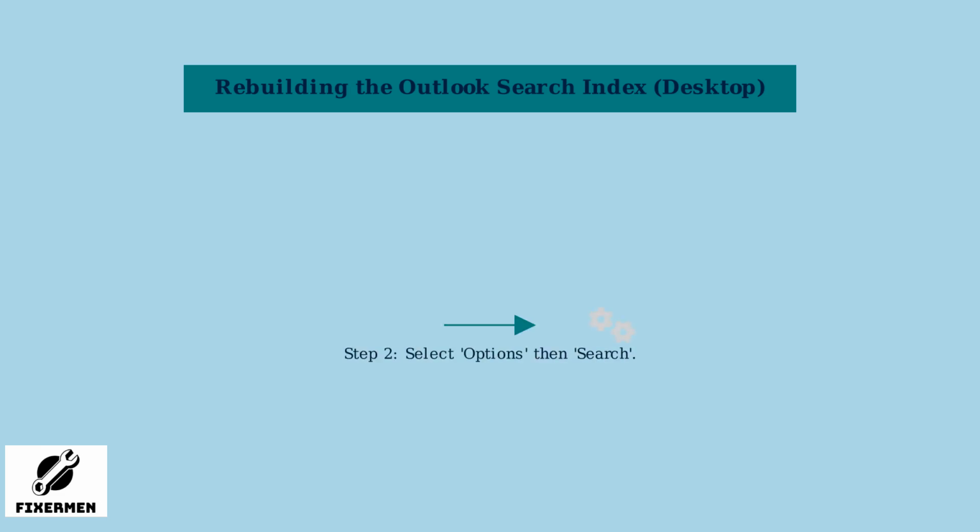Then select Options from the menu and choose Search from the options list. In the search options, click on Indexing Options to open the Windows search settings. Click the Advanced button, then click Rebuild to start the process.